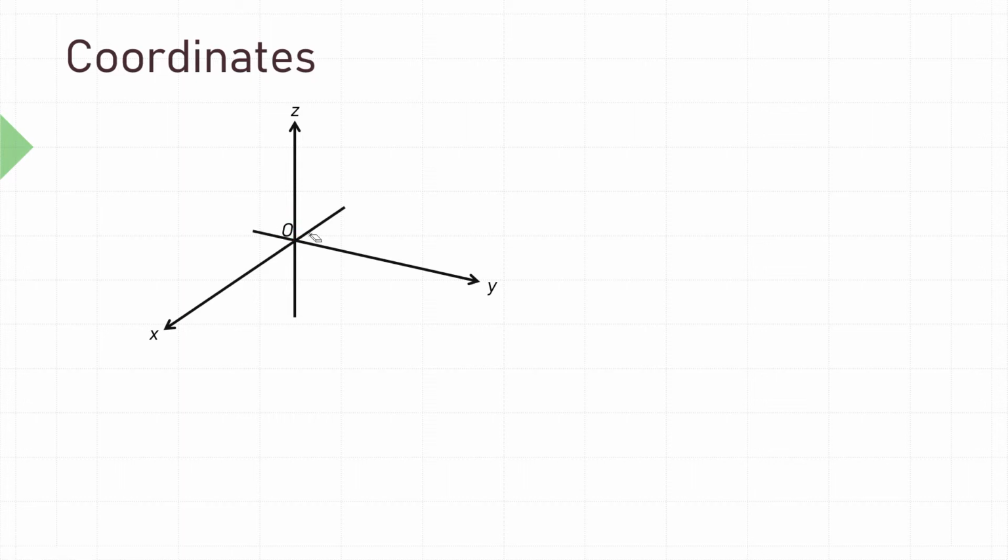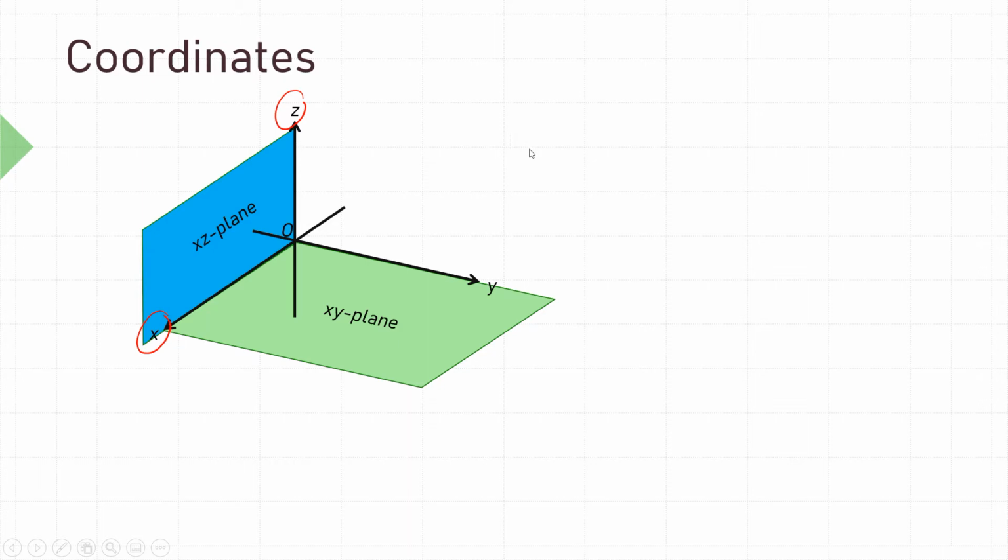Now in this three-dimensional space there are three important planes. The first one, if we consider only x and y, we will have the xy plane, which is like this. If we consider only x and z, we will have the xz plane. And if we consider y and z, we will have the yz plane. So these are the three planes.